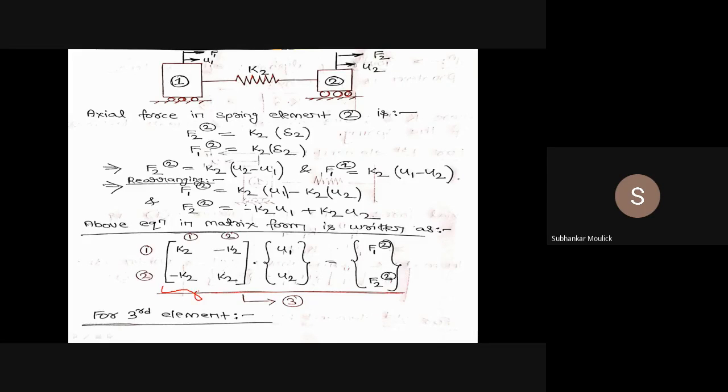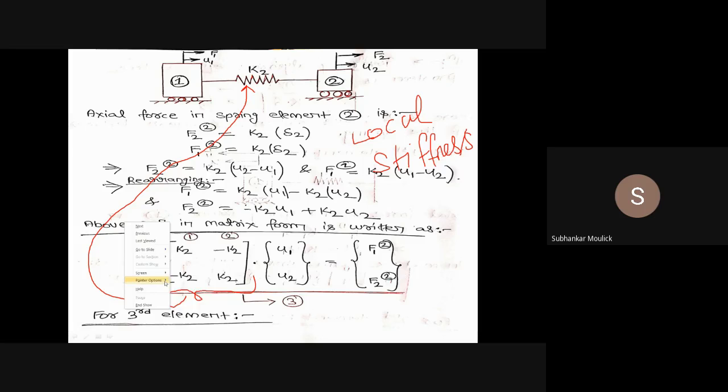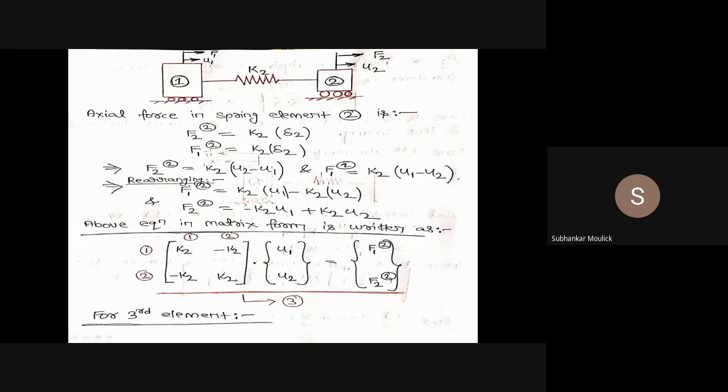Okay, so this matrix is a stiffness matrix which is valid for only element number 2. This matrix is known as the local stiffness matrix. That means in this problem there are a total of 5 elements, so there will be 5 different local stiffness matrices, but there will be only one global stiffness matrix for the entire problem. So this is the matrix equation for element number 2.